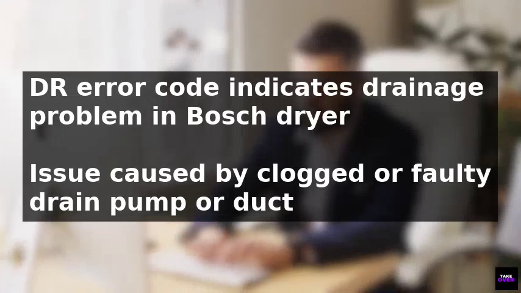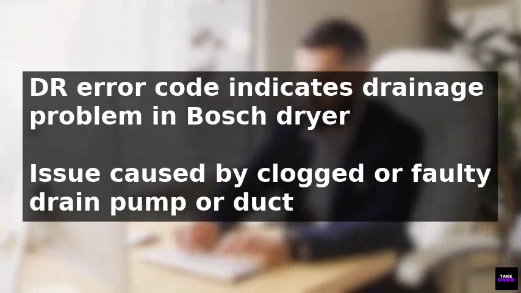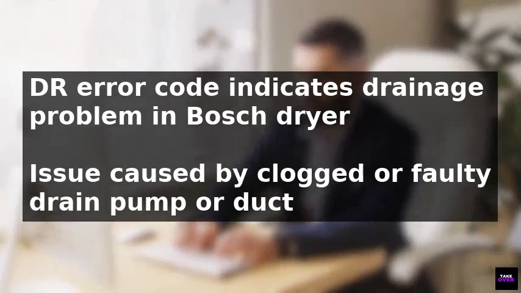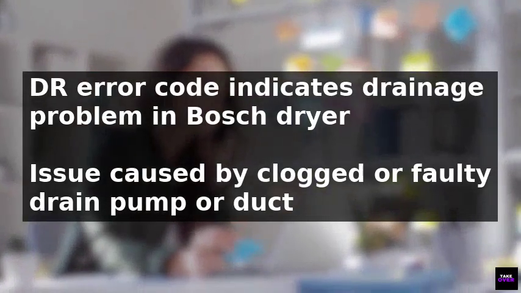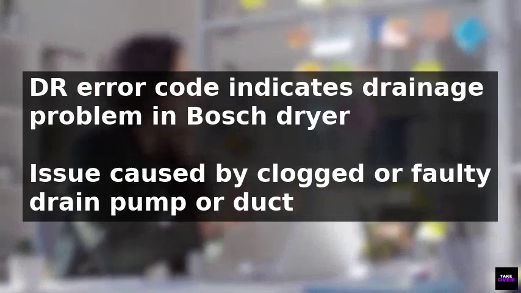The DR error code in a Bosch dryer indicates a drainage problem. This issue can be caused by a clogged drain pump, a faulty drain pump, or a clogged duct. To fix the error, start by cleaning the drain pump.